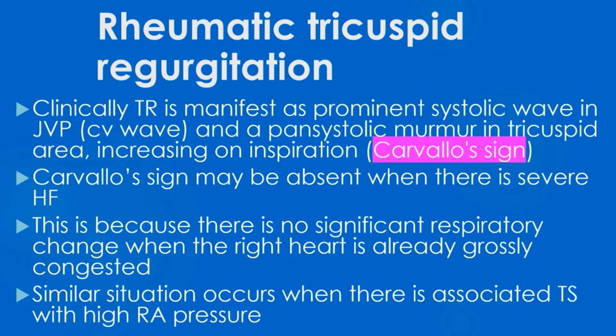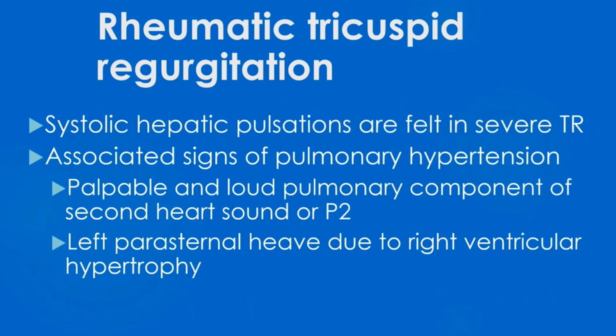Carvallo's sign may be absent when there is severe heart failure. This is because there is no significant respiratory change when the right heart is already grossly congested. A similar situation occurs when there is associated tricuspid stenosis with high right atrial pressure. Systolic hepatic pulsations are felt in severe TR.